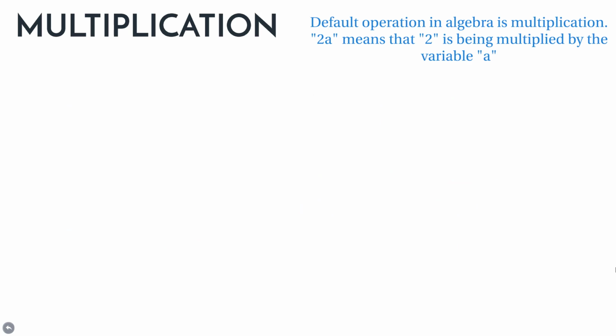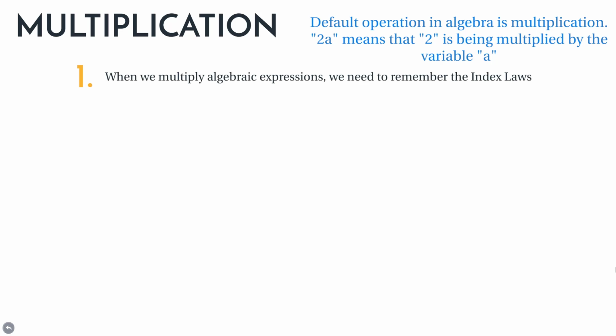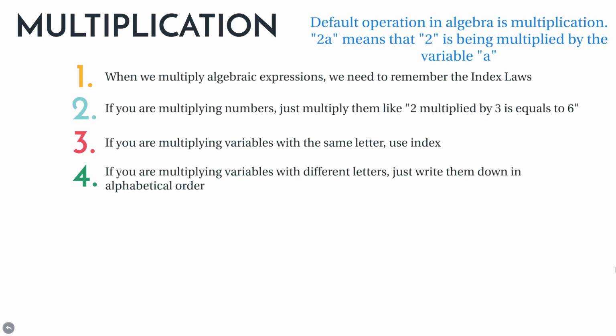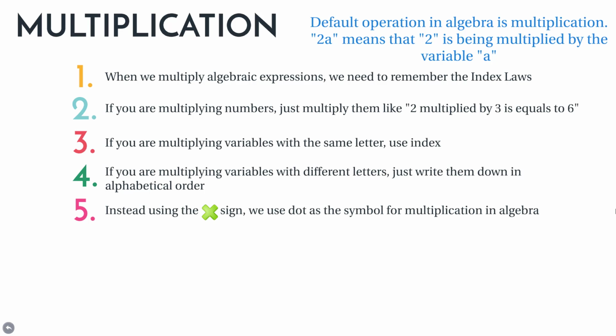Multiplication in algebra. When you are multiplying in algebra, you need to pay attention to these things. When we multiply algebraic expressions, we need to remember the index law. If you are multiplying numbers, just multiply them, like 2 multiplied by 3 is equal to 6. If you are multiplying variables with the same letter, use index. If you are multiplying variables with different letters, just write them down in alphabetical order. Instead of using the multiplication sign, we use a dot as the symbol for multiplication in algebra.